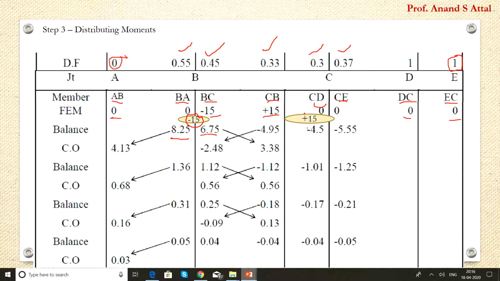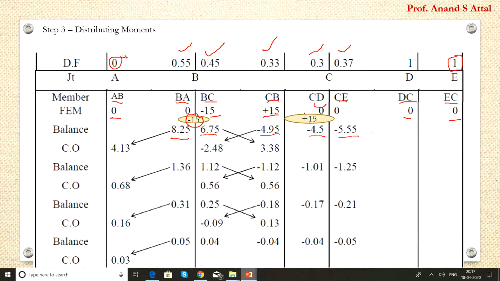Now similarly we are distributing the moments on joint C. On joint C the summation is plus 15, so for balancing we require minus 15. So minus 15 multiplied by 0.33 comes minus 4.95. Minus 15 multiplied by 0.30 comes minus 4.5. And minus 15 multiplied by 0.37 comes minus 5.55.